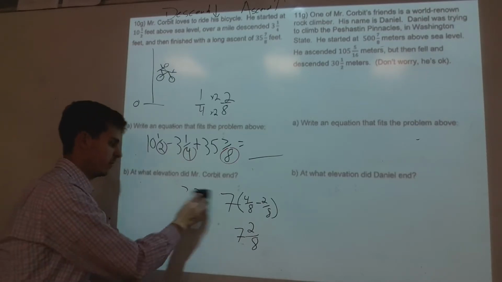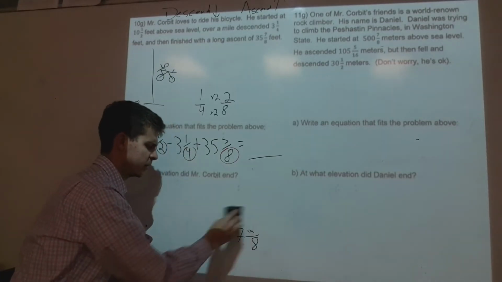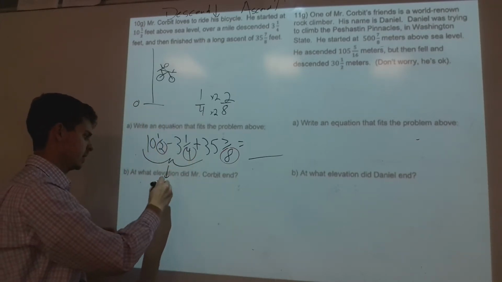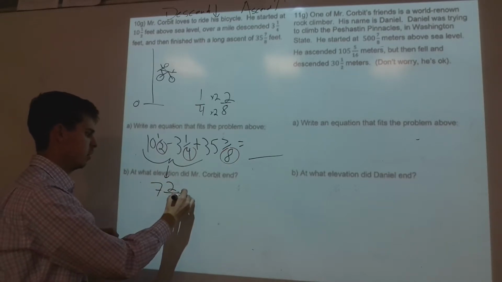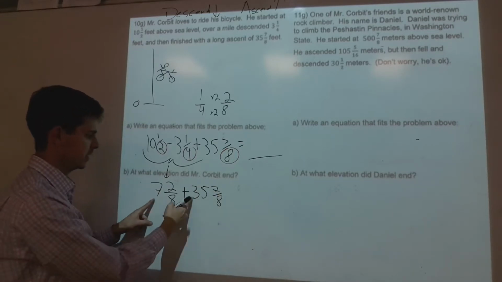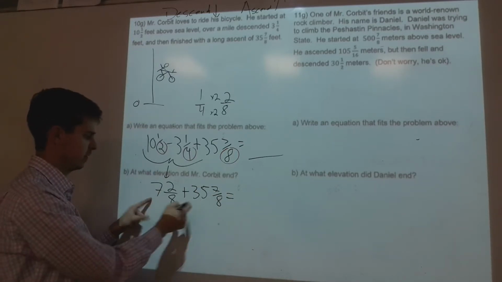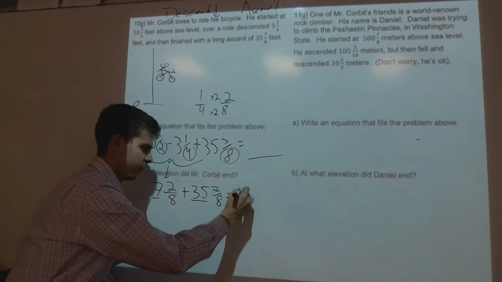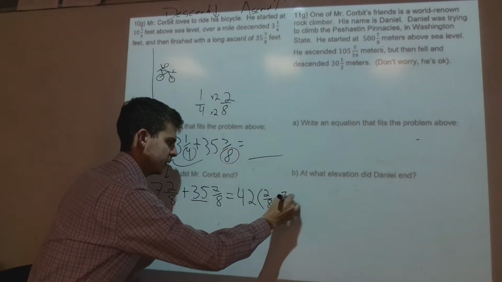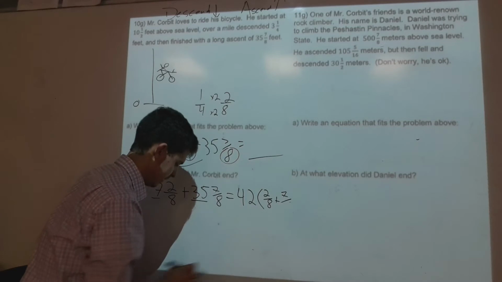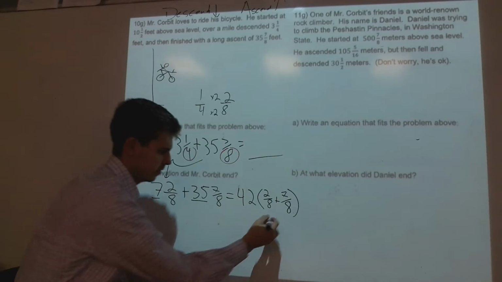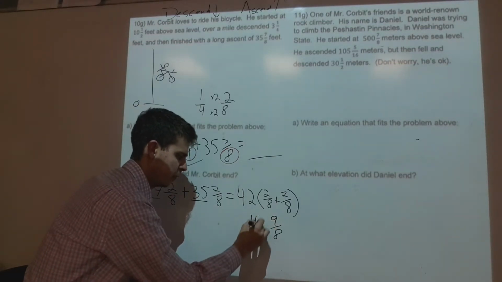I'm erasing it because I don't have any room, but if you'd like, you can continue working on this in your notes. So this part right here is 7 and 2/8. And now let's add the 35 and 7/8. So let's add the whole numbers first. 7 plus 35. That's going to give me 42. And then let's add the 2/8 plus 7/8. Well, 2 plus 7 is 9. So I'm left with 42 and 9/8.